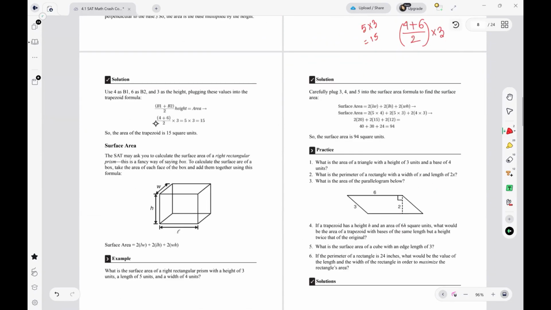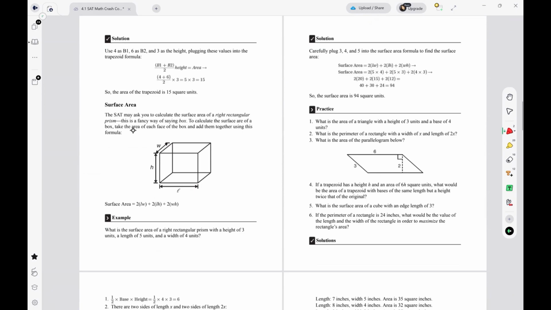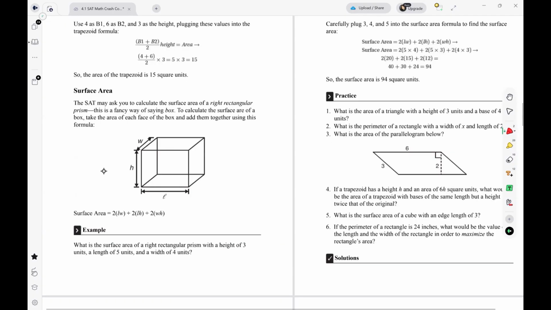So you just need to calculate the surface area for a right rectangular prism. This is basically a box, a solid object. So how do we do that? For the surface area, you just need to find the three different surfaces of the right rectangular prism in order to calculate the total surface area for a 3D object.